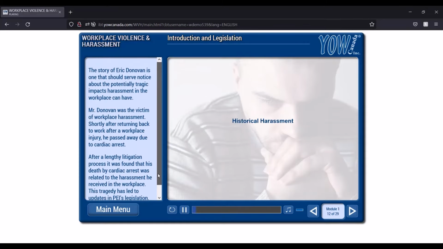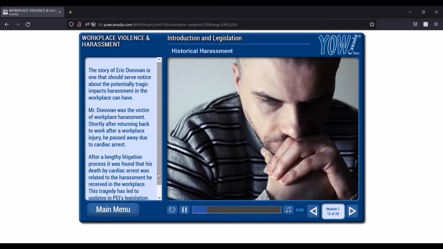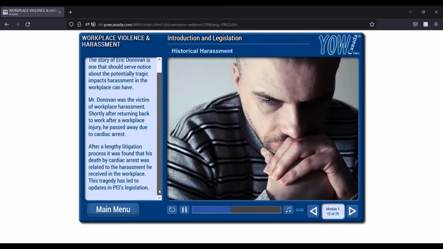Historical harassment. The story of Eric Donovan is one that should serve notice about the potentially tragic impacts harassment in the workplace can have. Mr. Donovan was the victim of workplace harassment. Shortly after returning back to work after a workplace injury, he passed away due to cardiac arrest. After a lengthy litigation process, it was found that his death by cardiac arrest was related to the harassment he received in the workplace. This tragedy has led to updates in PEI's legislation.